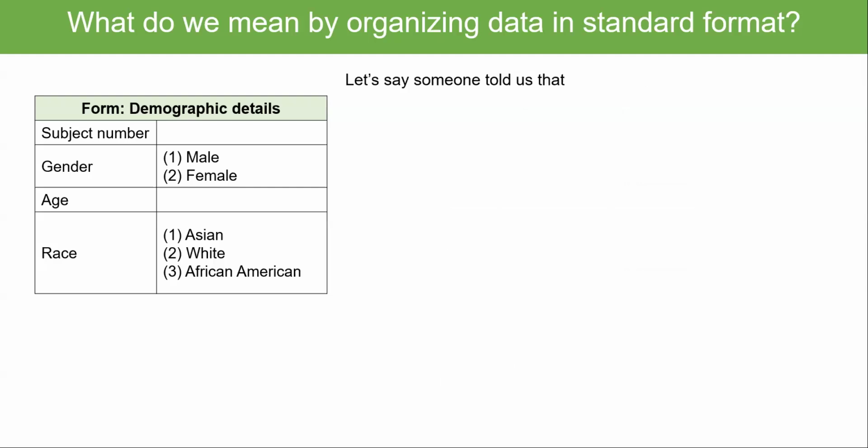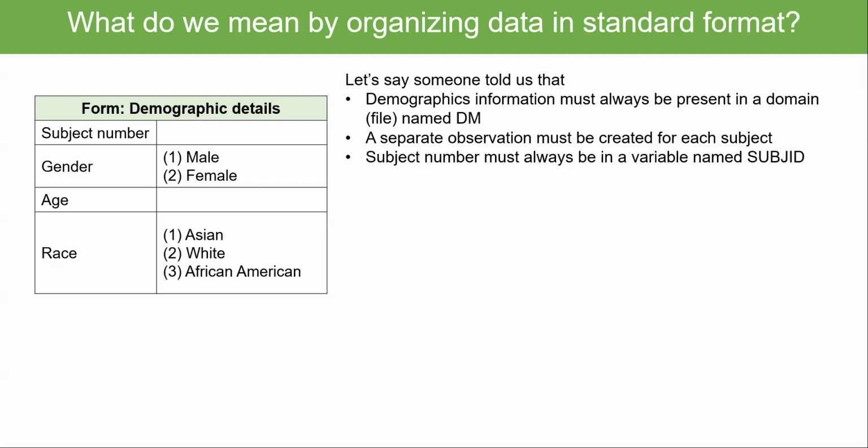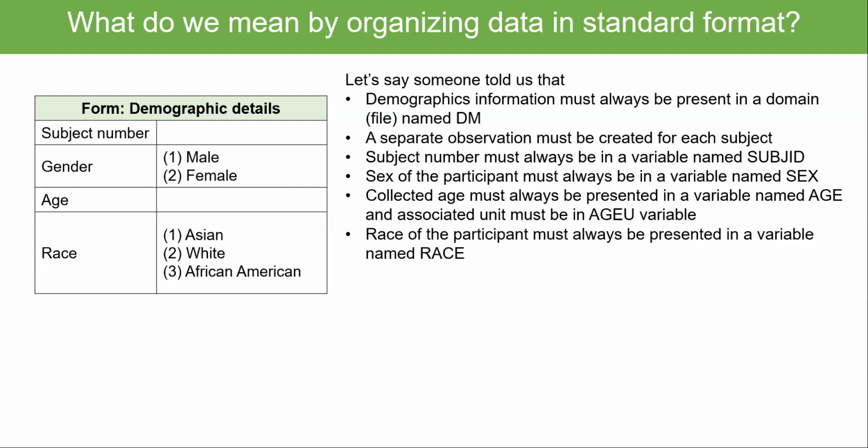So let's say someone told us that demographics information, if it is collected in the study, must always be present in a domain or file named DM. A separate observation must be created for each participant. The subject number must always be in a variable named SUBJID, and the sex of the participant must always be in a variable named SEX, and the collected age must always be present in a variable named AGE, and the associated unit must be in the AGEU variable.